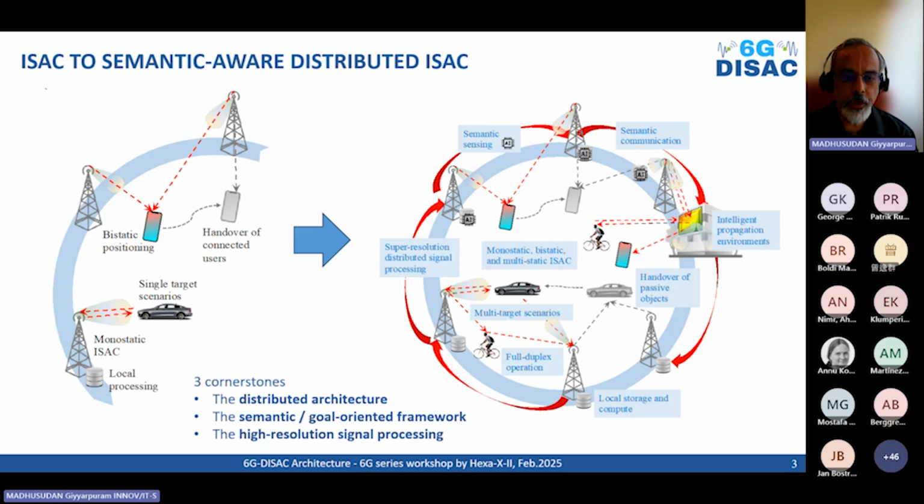So what are we talking about? We are talking about moving from just monostatic and bistatic to multi-static, but not just distributed multi-static; also the fact that for any real service, it's over an extended area and over extended periods of time. So handover of passive objects is also something that's done, and all the distributed communication that happens with that. And semantics, as I mentioned, is also something that we're exploring in the project.